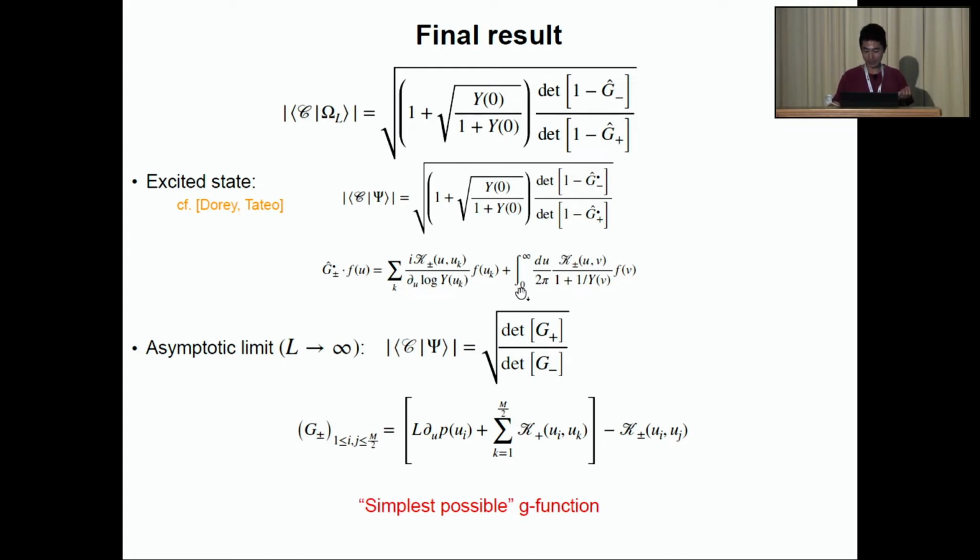And then you can see that in the asymptotic limit, this integral just disappears, and you are left with this summation part. By analyzing this summation part, you realize that you can actually rewrite it into a finite dimensional determinant, which very much looks like a Gaudin determinant, a kind of formula Kostya already showed you. But one important difference is that here I just have a ratio of determinants, nothing else. So in this sense, you can view this crosscap overlap as some kind of simplest possible g function, at least mathematically.